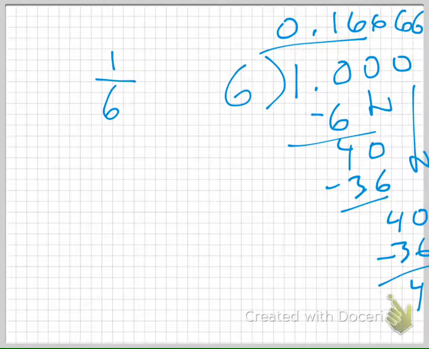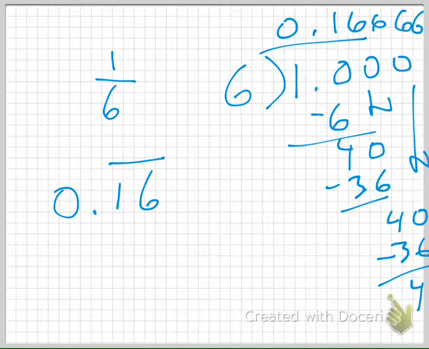So when I do this, it's very important. 0.16. Do I go like that? No. No, because what is repeating here if I did that? It would go 1/6, 1/6, 1/6, 1/6, right? That's not what I want. It's just the 6 that repeats. Either way, it's a repeating decimal. Make sense?